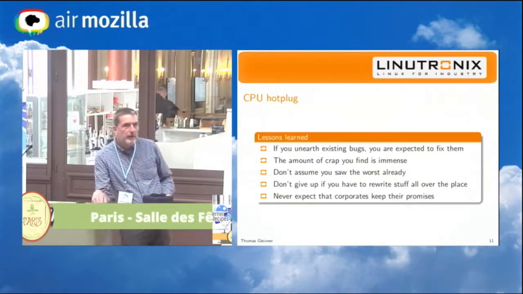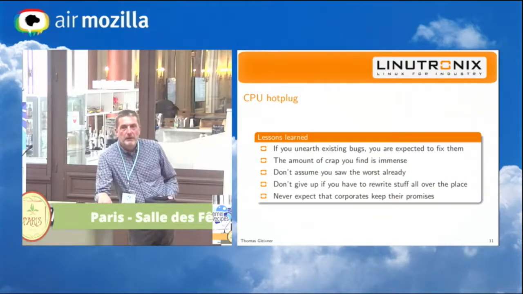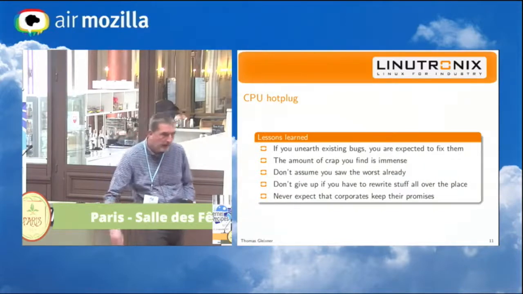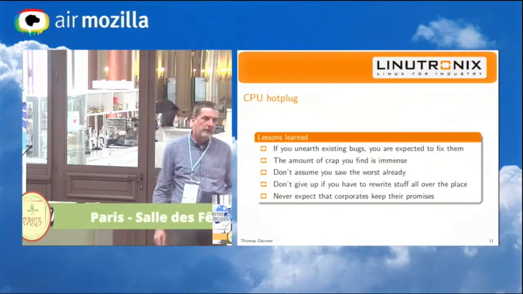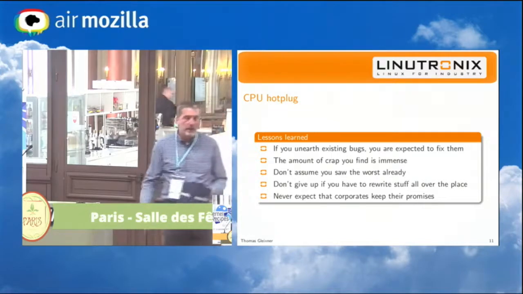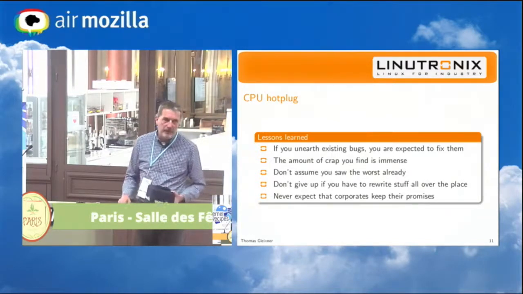One thing you have to learn is to be patient and to just go through. Don't give up if you have to rewrite stuff all over the place. You start off with a very, very simple fix, and then you look at it and say, no, this doesn't work that way. You end up with a patch series with 20, 25 patches just for a single driver or a single facility instance like the watchdog code, which is not that big. It's a 1,000 line code base.